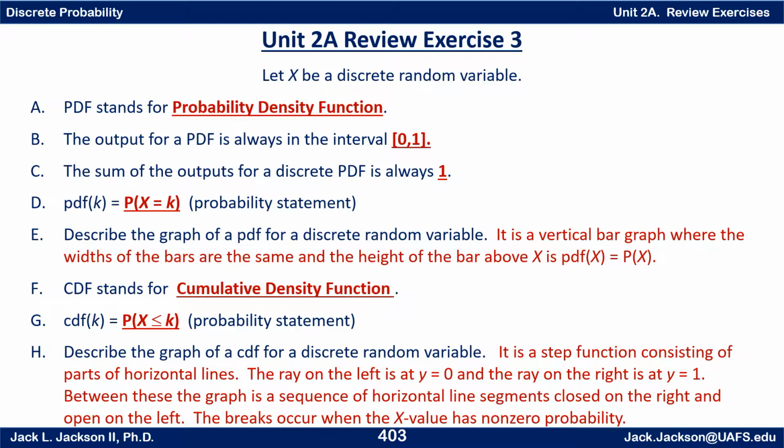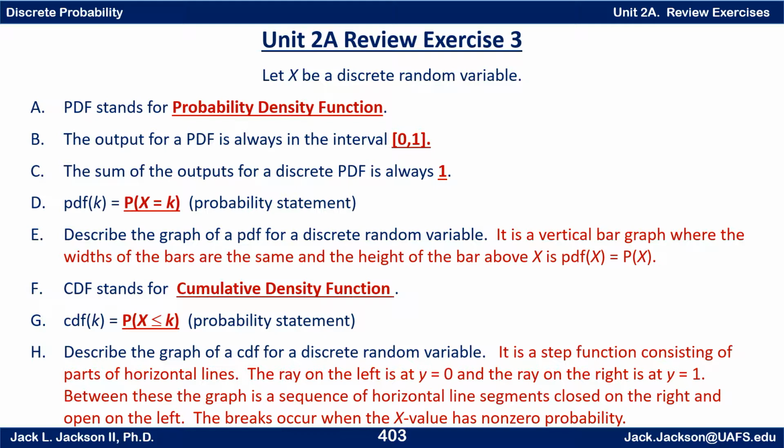Describe the graph of a PDF for a discrete random variable. Well, it's a vertical bar graph where the widths of the bars are the same and the height of the bar above x is the PDF of x, which is the probability of x. CDF stands for cumulative density function. CDF of k equals the probability that X is less than or equal to k. So for a finite distribution, a PDF is a lot like a relative frequency, and a CDF is a lot like a cumulative relative frequency.